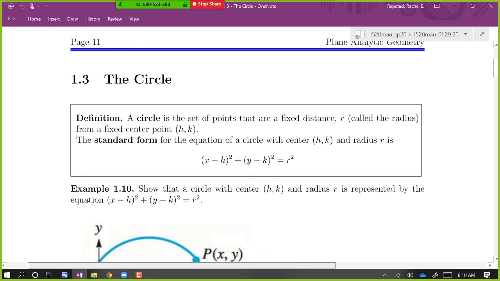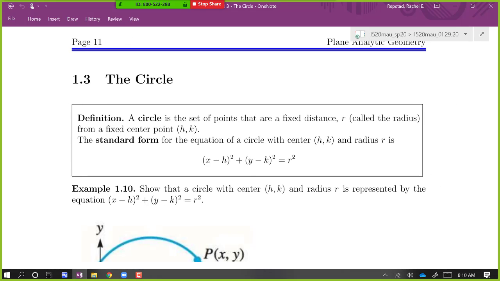All right. So we know geometrically what a circle is, right? You fix a point. We call that point the center. Then you fix a distance, which we call the radius. And it's all the points that are that distance from the center. So the center is not a point on the circle, but it's used to define the circle.